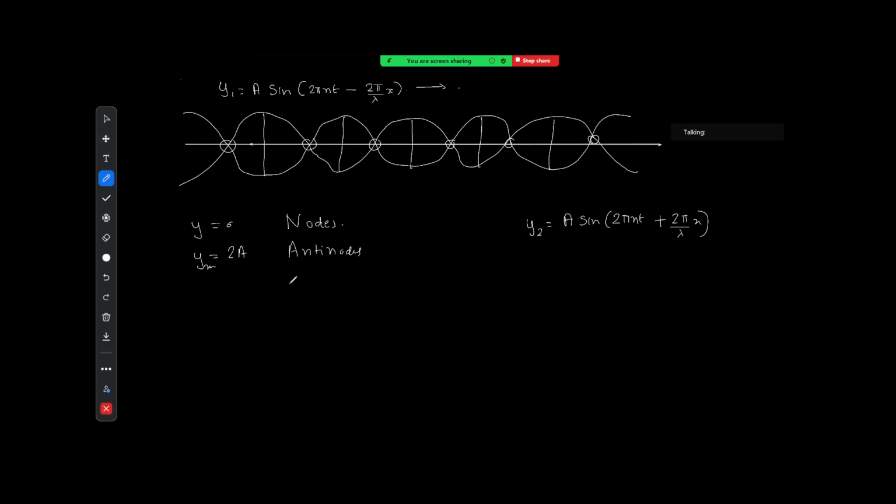Just by way of the figure, if you look at it, the distance between two nodes is simply equal to lambda by 2. The distance between two antinodes is also lambda by 2. The distance between a node and an antinode happens to be lambda by 4. Is this clear? And the figure we have drawn is what is called a stationary wave.